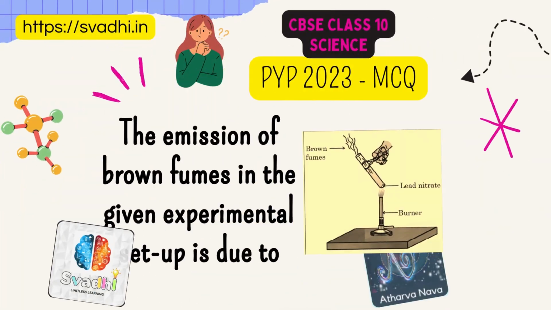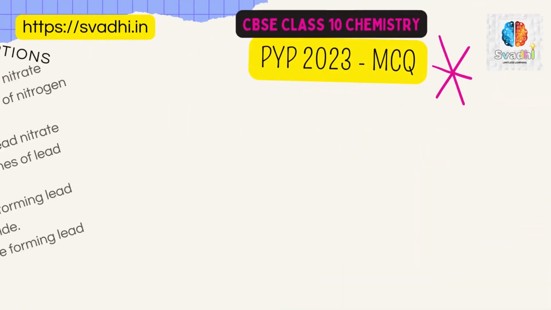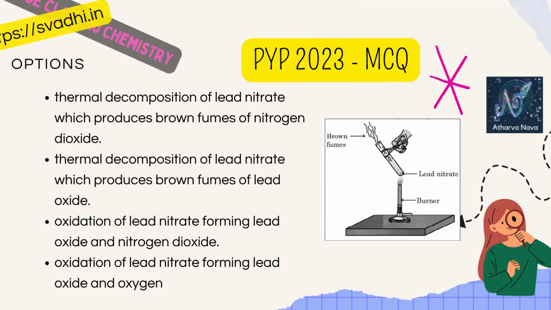The emission of brown fumes in the given experimental setup is due to: A. Thermal decomposition of lead nitrate which produces brown fumes of nitrogen dioxide. B. Thermal decomposition of lead nitrate which produces brown fumes of lead oxide. C. Oxidation of lead nitrate forming lead oxide and nitrogen dioxide. D. Oxidation of lead nitrate forming lead oxide and oxygen.